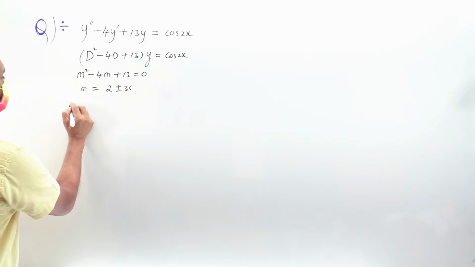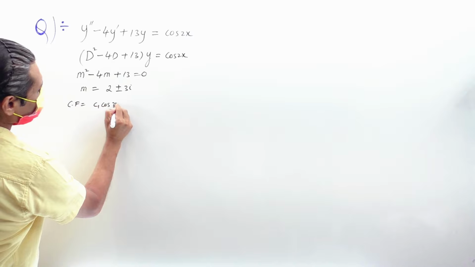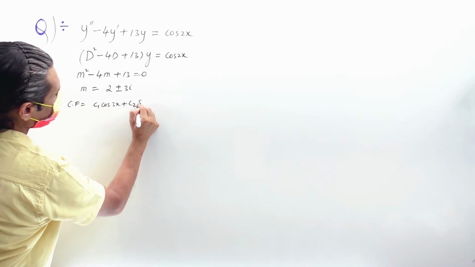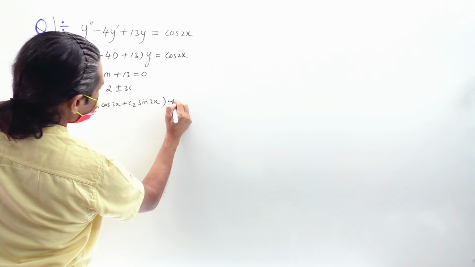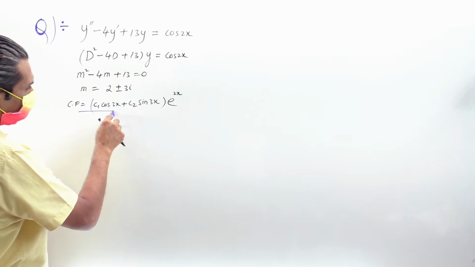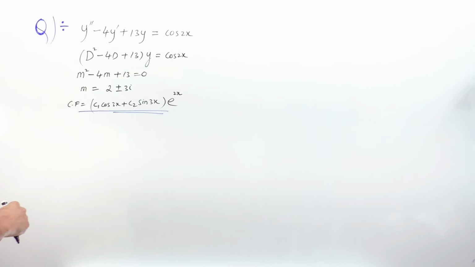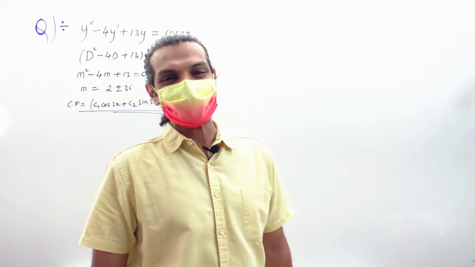That means the complementary function can be easily written as c1 cos of 3x plus c2 sine of 3x, sine and cos for the imaginary term, and for the real part it's e raised to 2x. This is my complementary function. Fine. I hope you got it now. This is very easy. Now next is finding the particular integral.